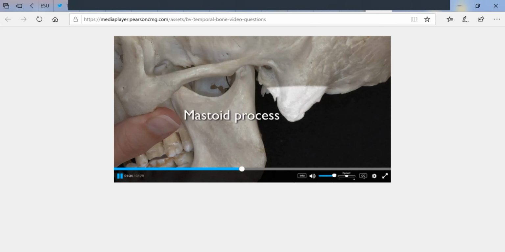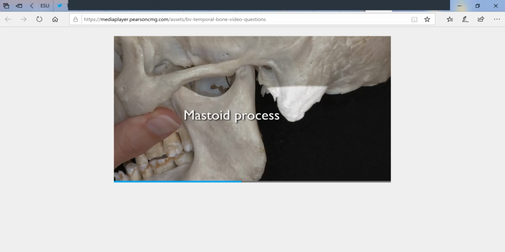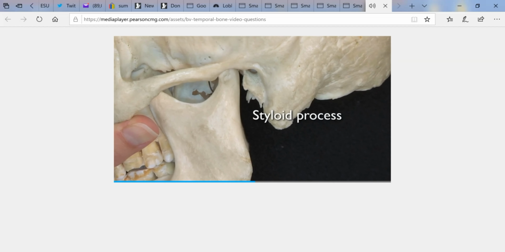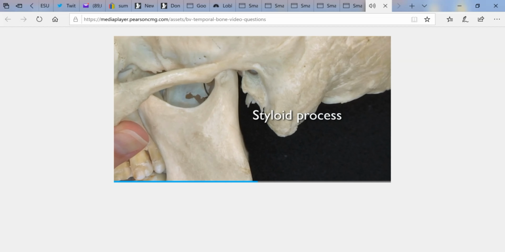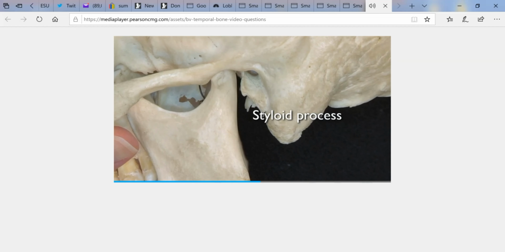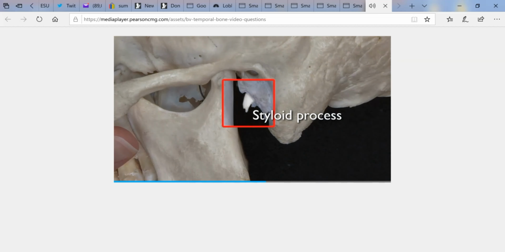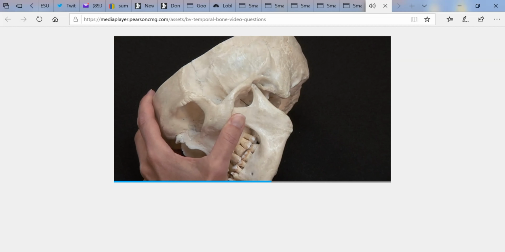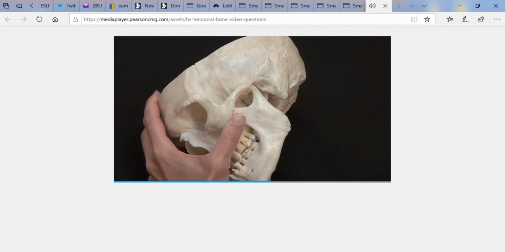The more blunt projection is the mastoid process. The other projection is the styloid process, which resembles a stylus, slender and pointed, so it tends to partially break off of real human skulls, as seen here. Both the mastoid process and the styloid process are sites of muscle attachment.